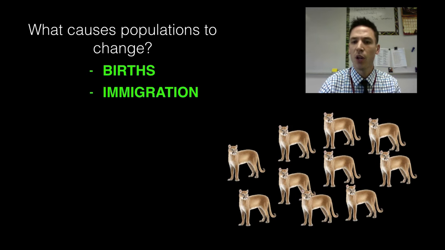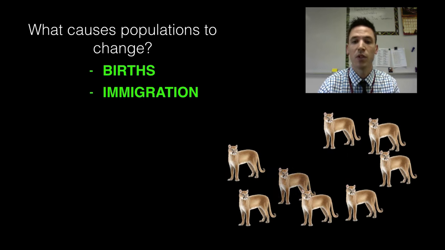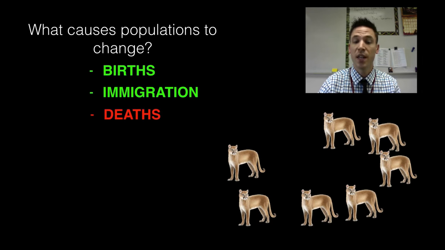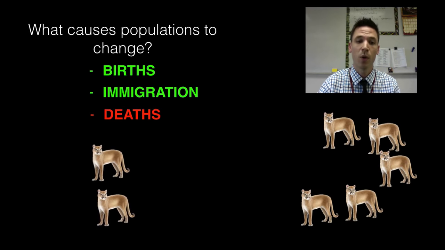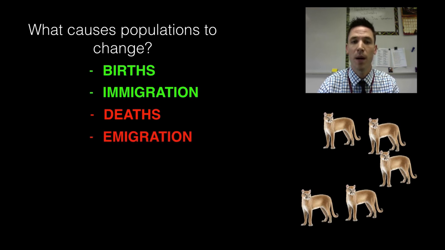What sort of things are going to cause my panther population to decrease? Well, we get the opposite of births, which is unfortunately death. If some of these start to die off, the population would fall. And if others decide they don't like it there and want to move somewhere else, emigration will cause the population to fall. So it's the interaction between births, deaths, immigration, and emigration that causes populations to change over time.